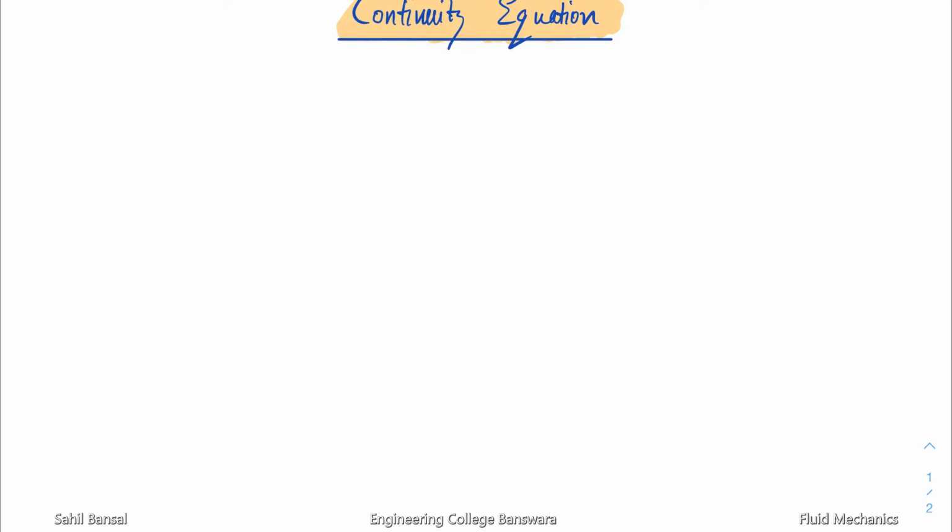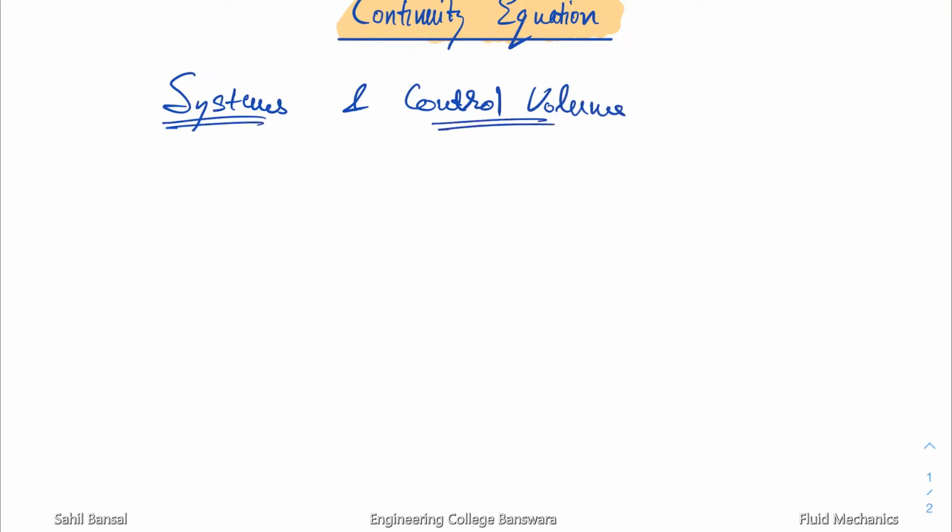In this class of fluid mechanics, we are going to study about continuity equation. In last class, we have discussed about systems and control volume. Like what is system and what is control volume. System basically was of two types, closed and open. So to study open system, we make use of control volume, right?